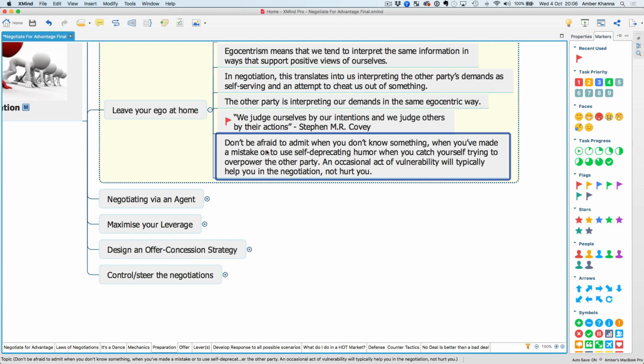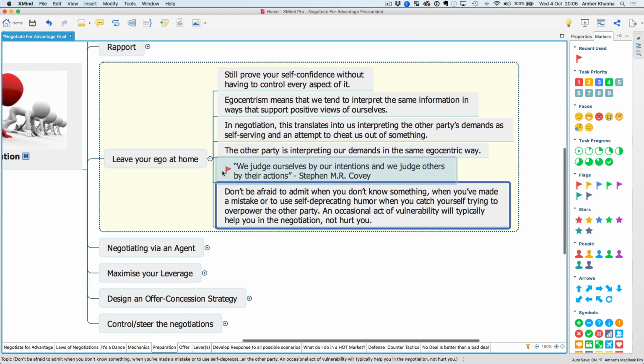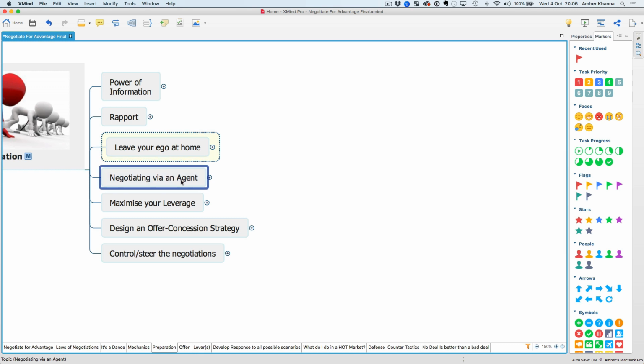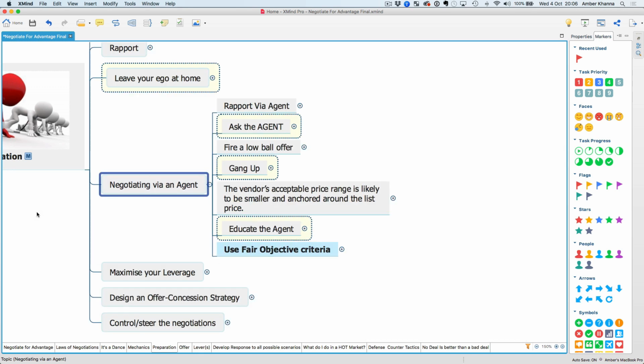Egocentrism means that we tend to interpret the same information in ways that support positive views of ourselves. So in negotiation, this translates into us interpreting the other party's demand as self-serving and an attempt to cheat us out of something. So remember that. It could be, for whatever reason, they act in a certain way, but that doesn't mean that they are that way. So the other party is interpreting our demands in the same egocentric way.